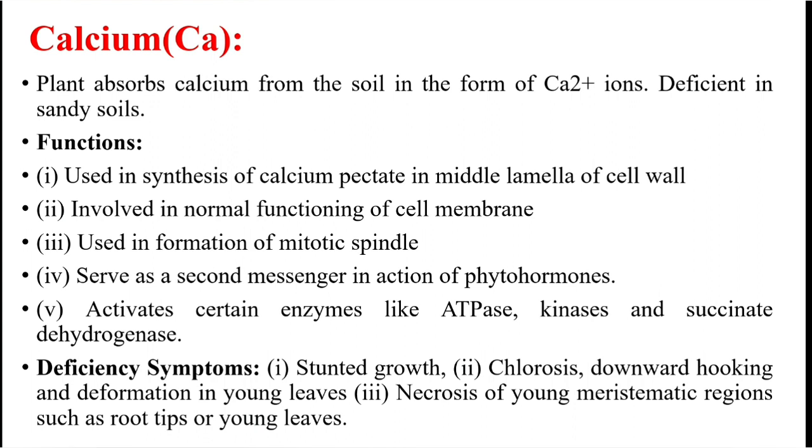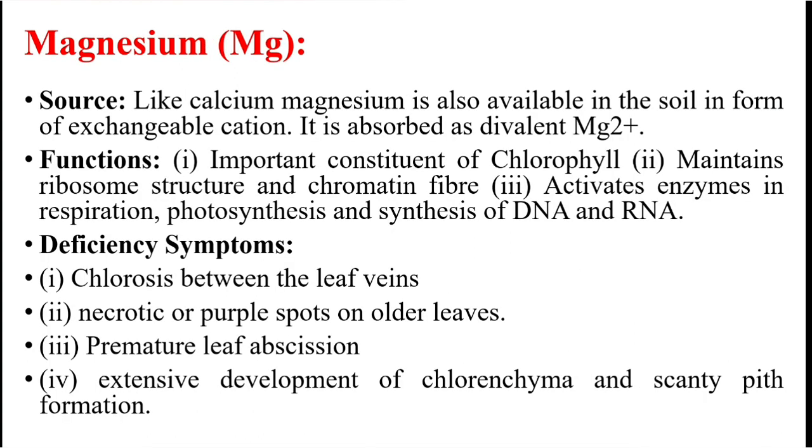Deficiency symptoms include stunted growth, chlorosis, downward hooking and deformation of young leaves, necrosis of young meristematic regions such as root tip or young leaves. Then magnesium. Like calcium, magnesium is also available in soil in the form of exchangeable cation. It is absorbed as divalent form such as Mg2 plus.